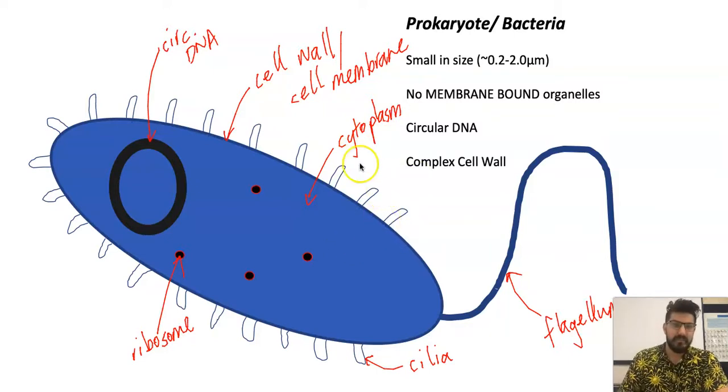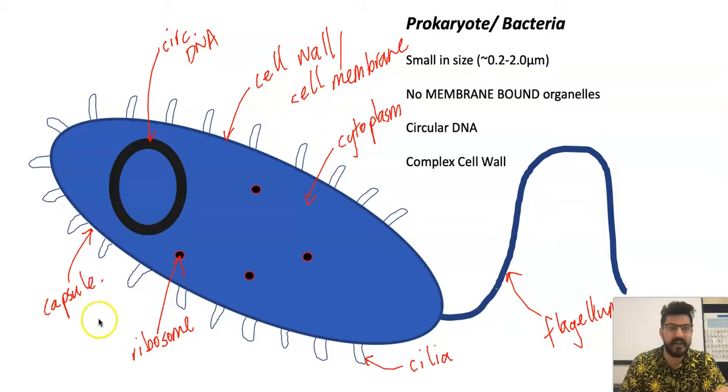Another thing to note is that a lot of bacterial cells also have a capsule that surrounds the outside of them, and it's kind of like another layer of protection that allows it to slip around and invade other cells or other organisms and go undetected, but also adds a protective layer for the cell.